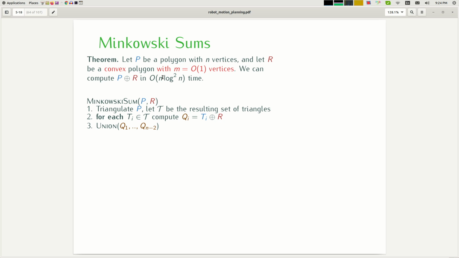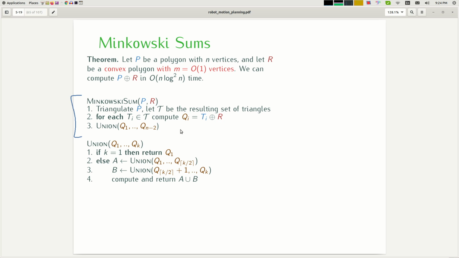Okay, so this is the problem, right? We have computed Qi, which is the union of the i-th triangle plus disk r, and then we want to compute this union. Right, so ready, here it is. This is the algorithm. We want to compute the union.